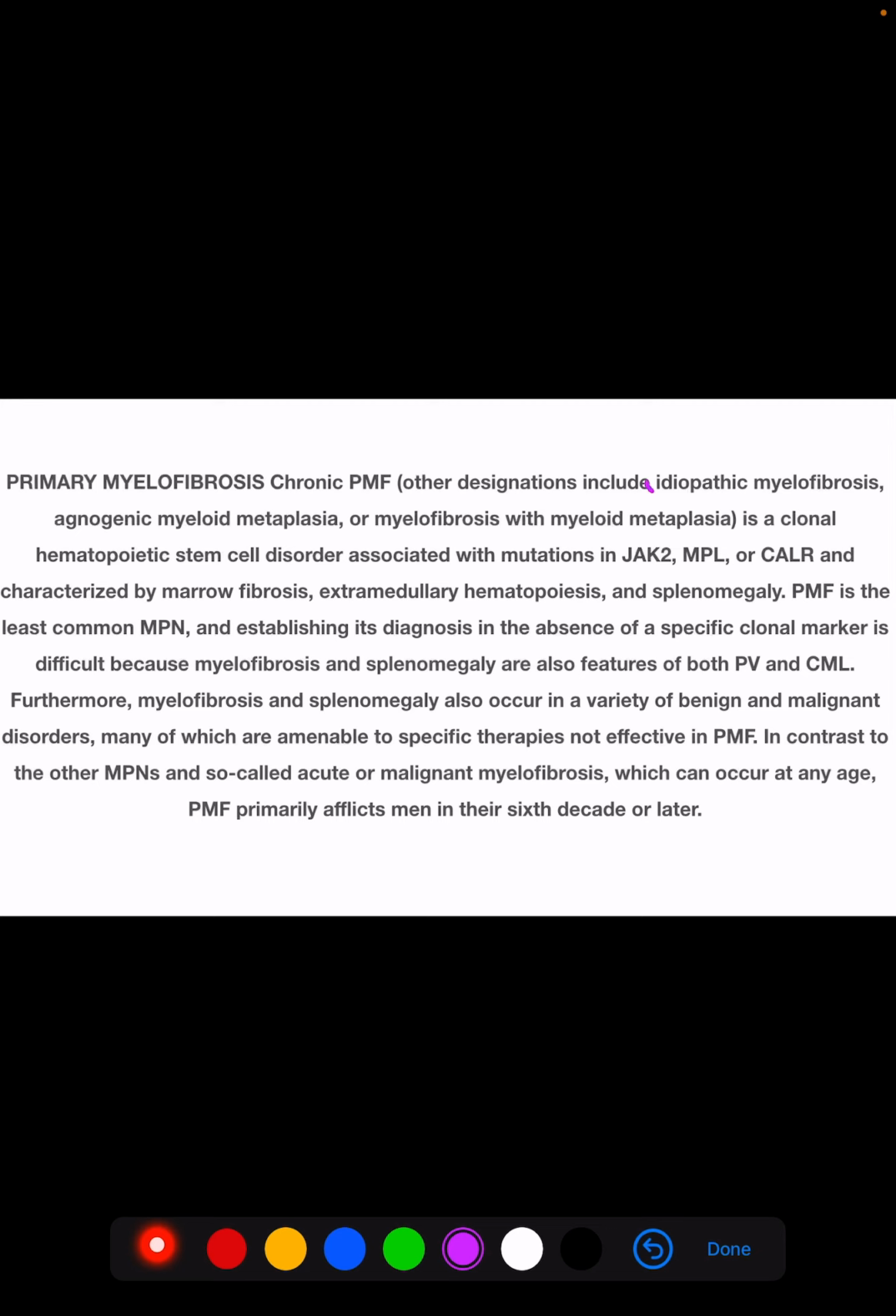These include idiopathic myelofibrosis, also agnogenic myeloid metaplasia, or myelofibrosis with myeloid metaplasia. So, for chronic primary myelofibrosis, the other designations include idiopathic myelofibrosis. It is also called agnogenic myeloid metaplasia or myelofibrosis with myeloid metaplasia.